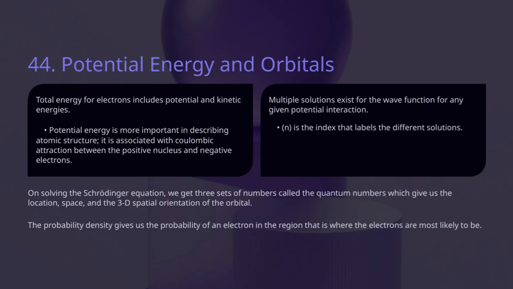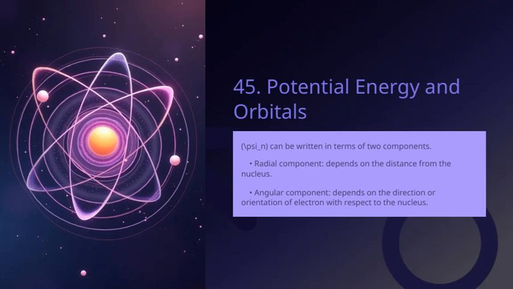Finally, we need to remember that the total energy of an electron isn't just potential energy. It also includes kinetic energy, which is related to the electron's motion. The total energy is essentially the sum of these two components, giving us a complete picture of the electron's energetic state within the atom. Now, when we look at the angular component of the wave function, it depends on the direction or the orientation of the electron relative to the nucleus.